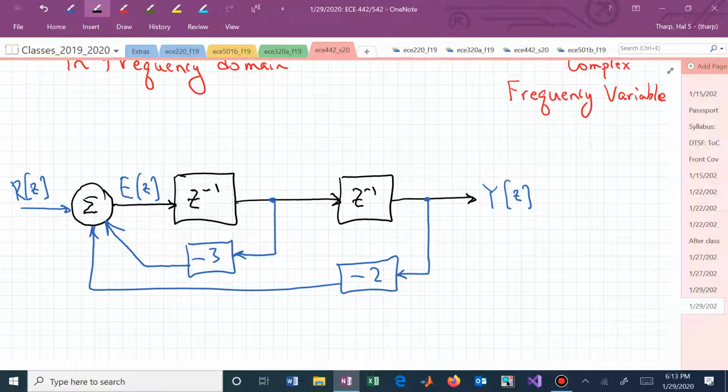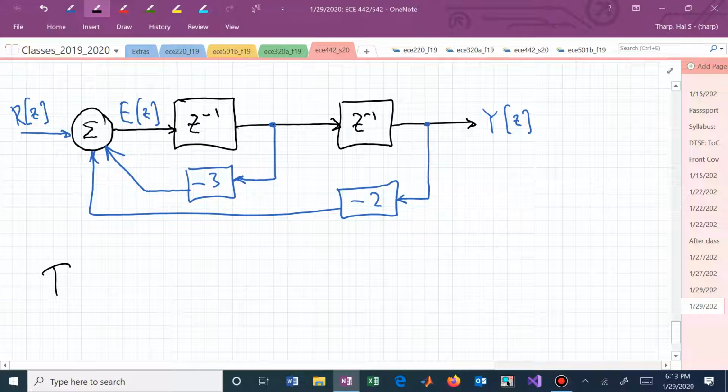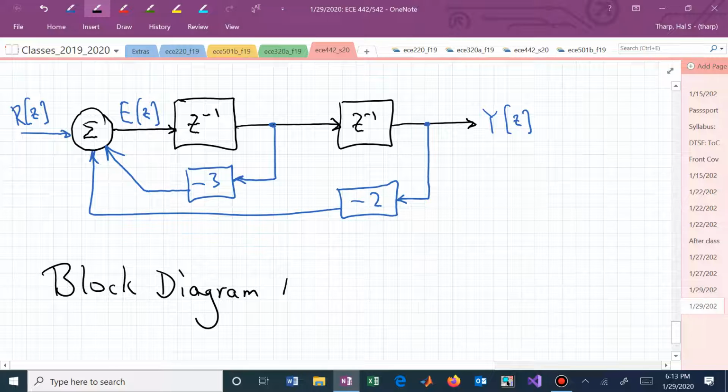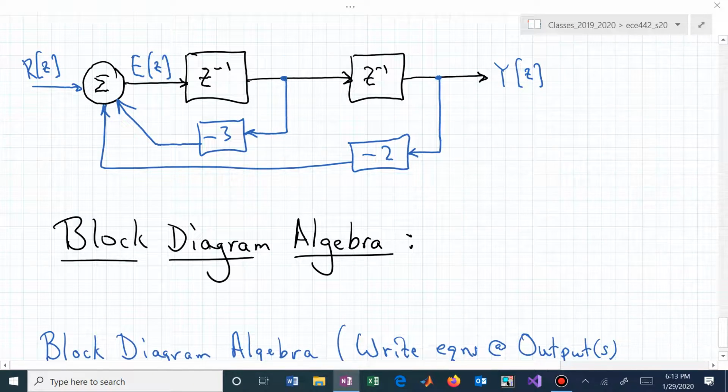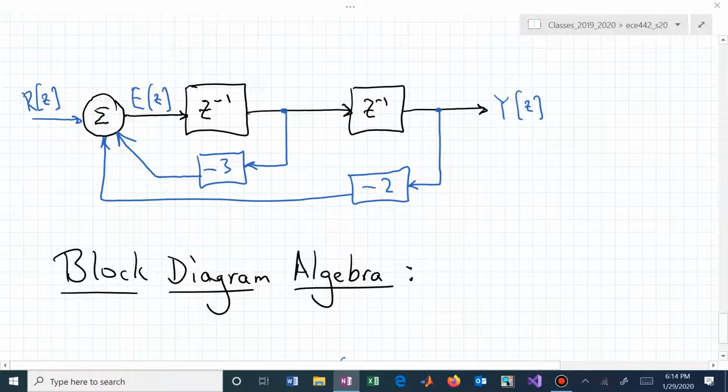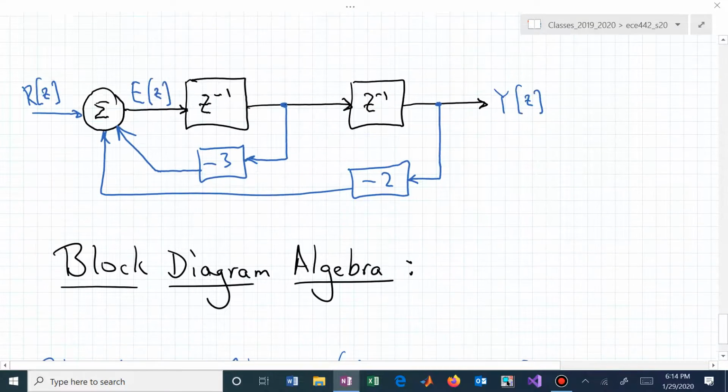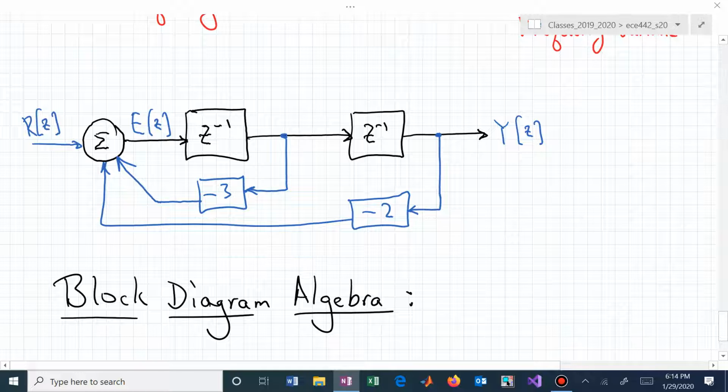But to do my block diagram analysis, or algebra, I'm going to focus on writing the equations based on, okay, who knows what I'm trying to do here. I want to write my equations in terms of signals coming out of my summing junction. So I want to write these equations maybe in terms of E of z, as I've labeled it.